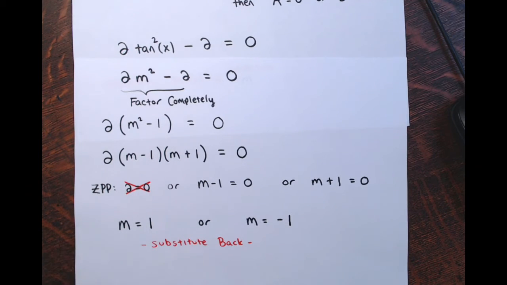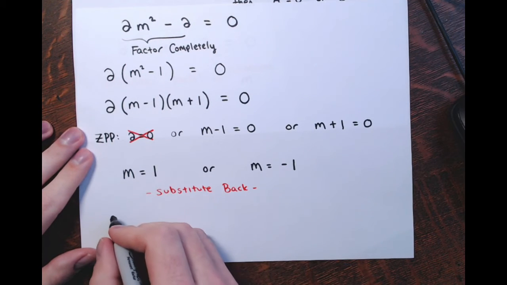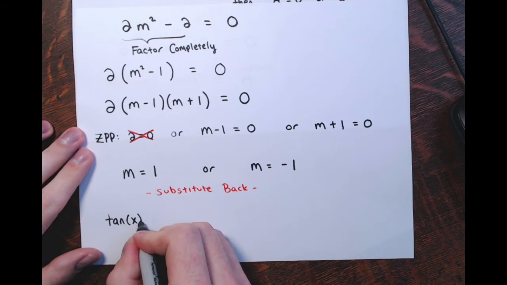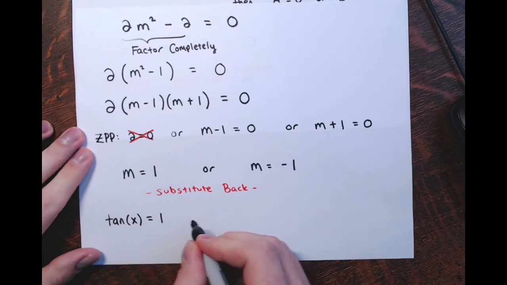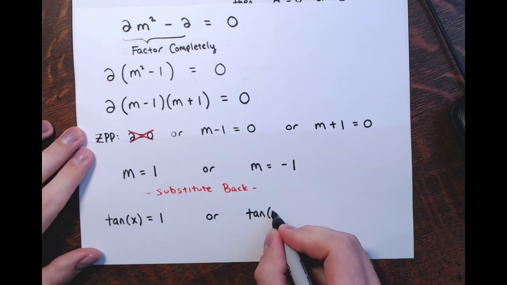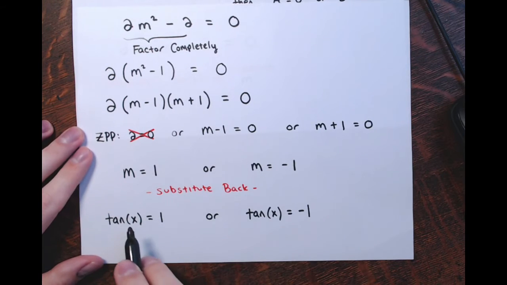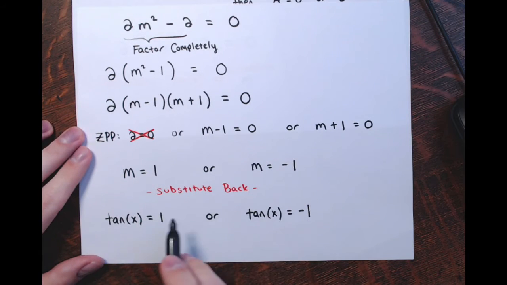So now we substitute back, and we're now looking at, remember, m replaced the tangent of x. So now you have the tangent of x is either equal to 1 or the tangent of x is equal to negative 1. And we need to solve both of these for x.